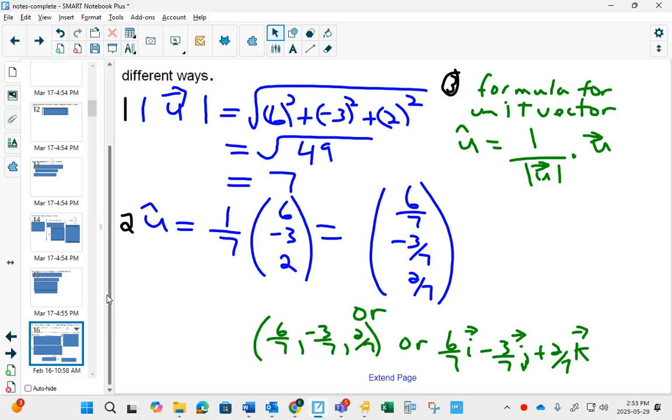So our formula for the unit vector is always going to be 1 over the length of the vector. Because if its length was 7, and you chop that up and divide it into 7, you'd get a length of 1. A whole bunch of different ways you can write the same thing.